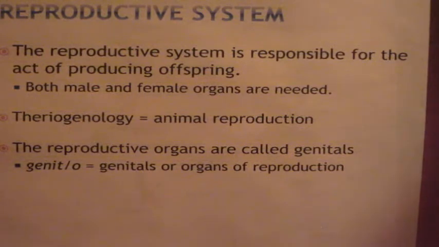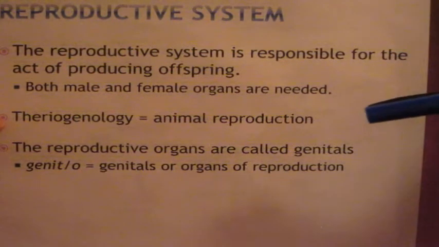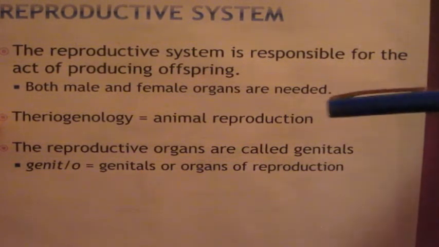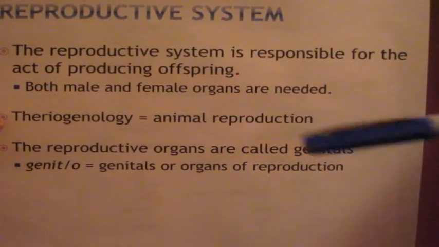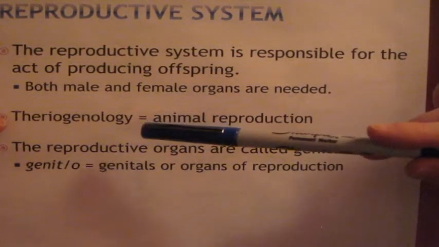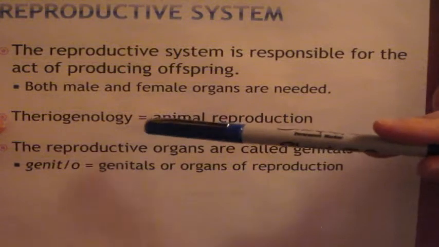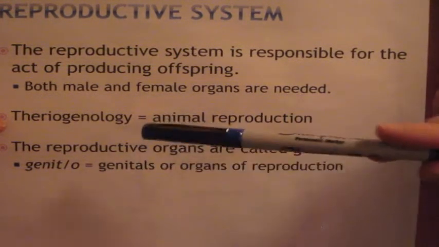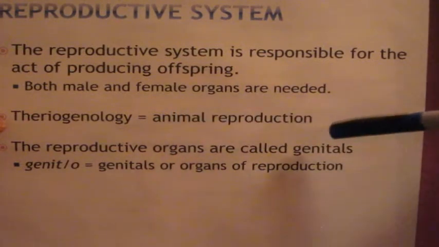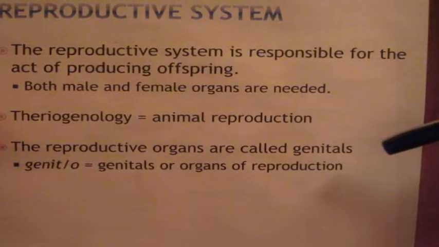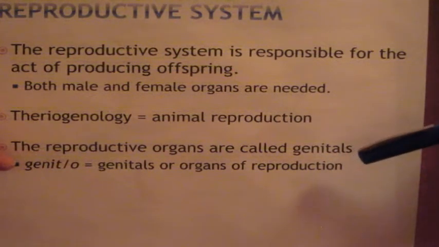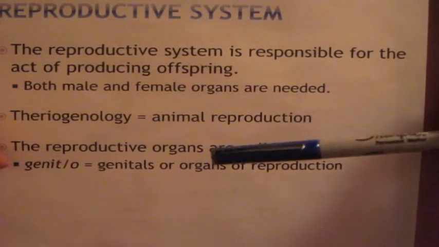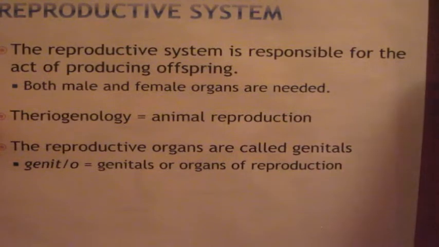The study of animal reproduction is known as theriogenology. This is a very important term, and it looks like it's really hard to spell, so that's a good one to remember. So, theriogenology. Learn it, learn how to spell it, and learn what it means. The reproductive organs are called genitals, and the combining form for genitals is genito. Genitals, or organs of reproduction.